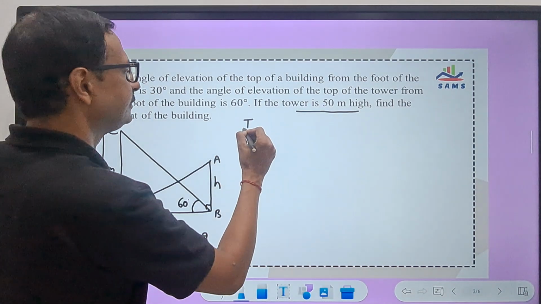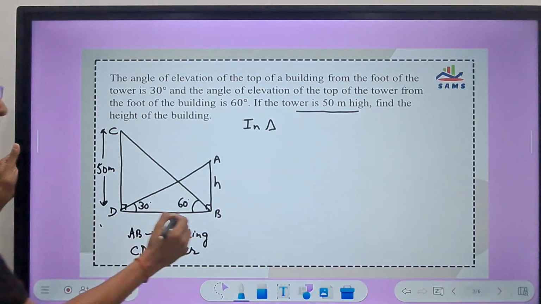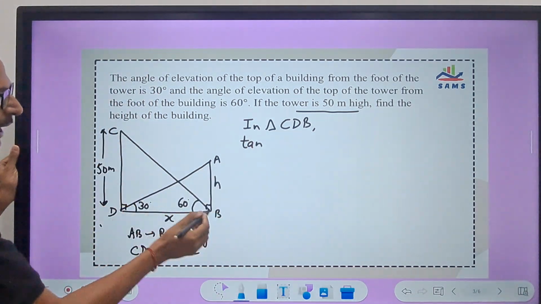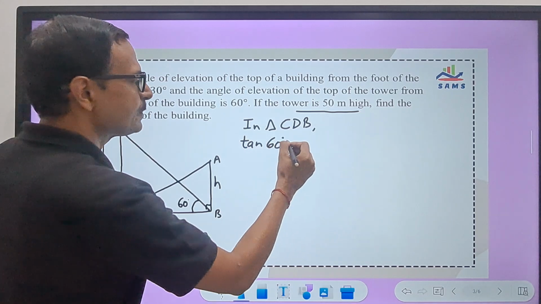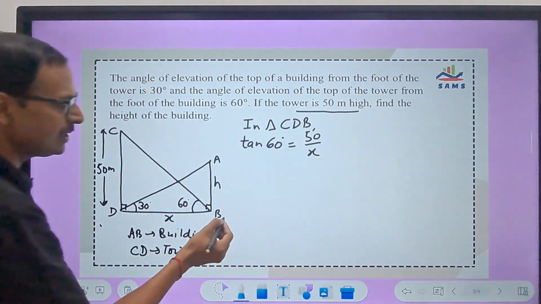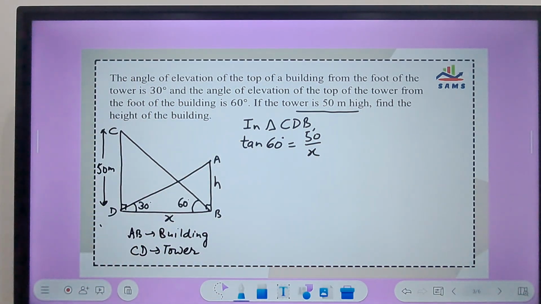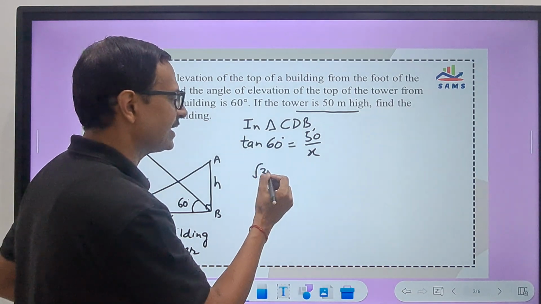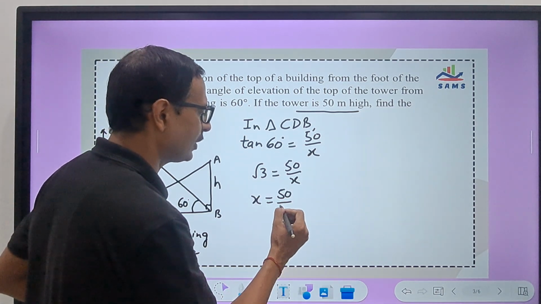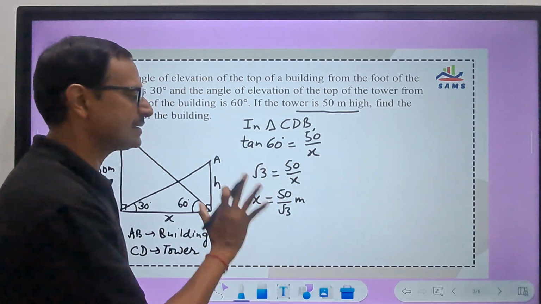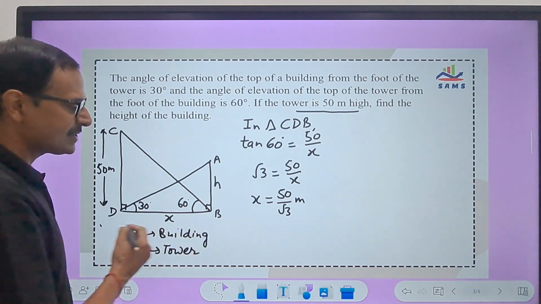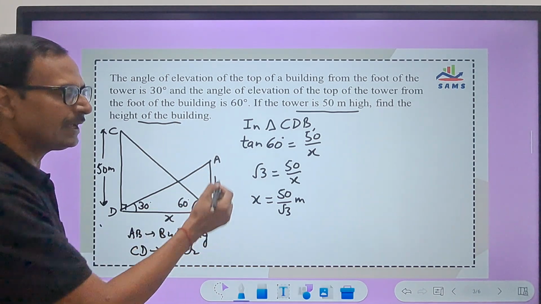So in triangle CDB, tan, now look at the angle here, it is 60 degrees, equals perpendicular is 50 upon base is X, see, and so I can get the value of X from here. Root 3 is the value of tan 60, so 50 upon X. So if you cross multiply, you will get 50 upon root 3 as the value of X. So I don't want to convert that into a decimal, because he has not asked us to find this distance. He is asking us to find the height of the building H.